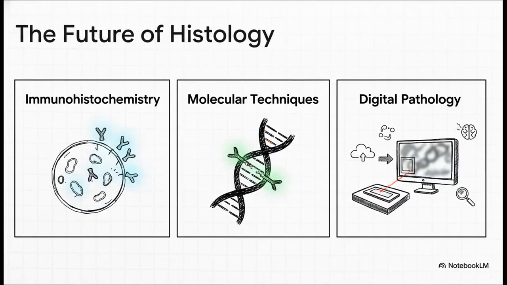And this field is always evolving. It's so exciting. We're developing powerful new techniques like immunohistochemistry, or IHC, which uses antibodies to light up specific proteins. We have molecular techniques that can find specific bits of DNA, and the whole field is moving towards digital pathology, scanning slides so they can be viewed and analyzed on a computer screen anywhere in the world.